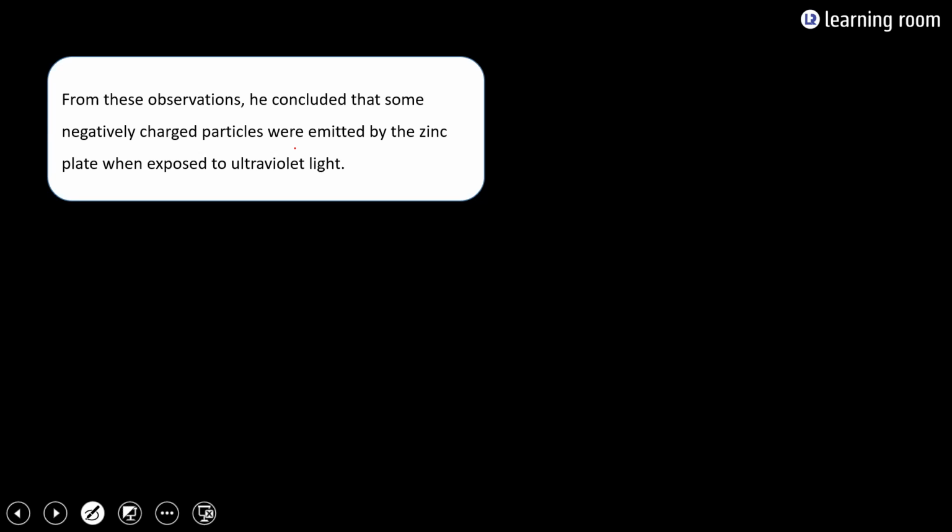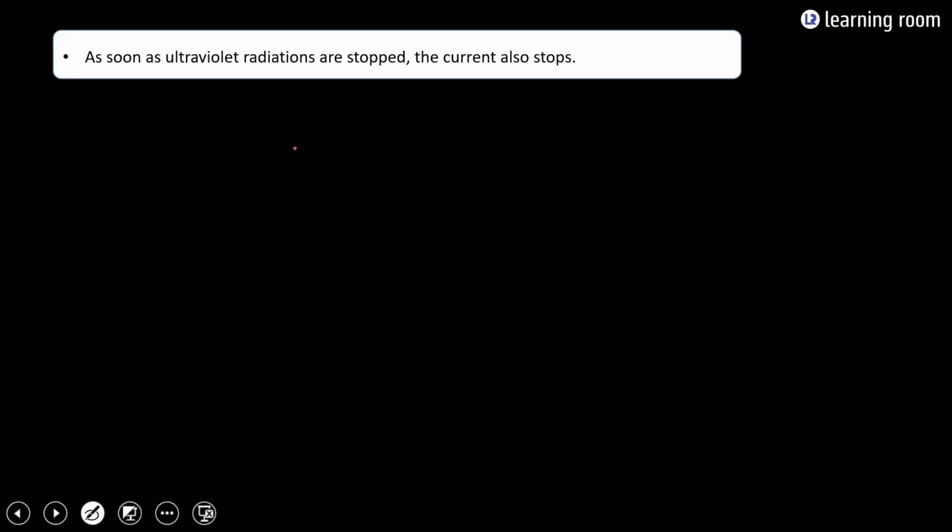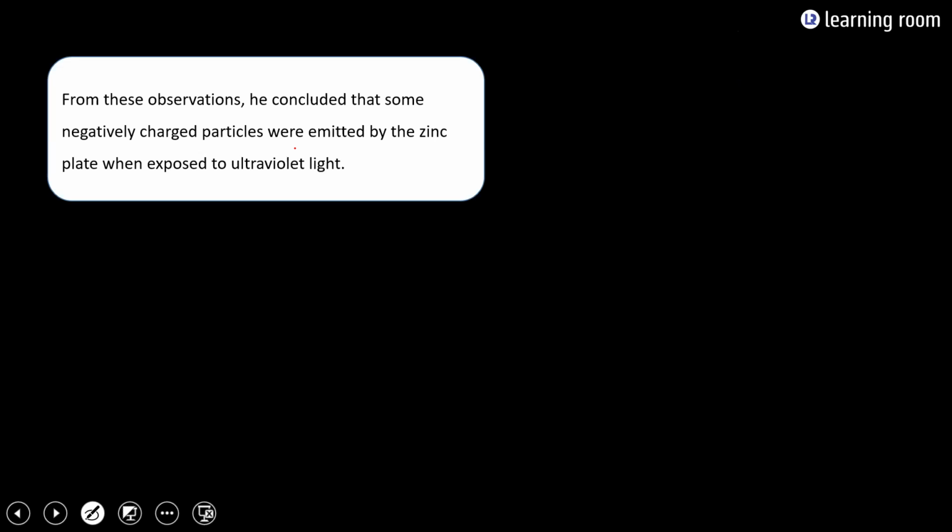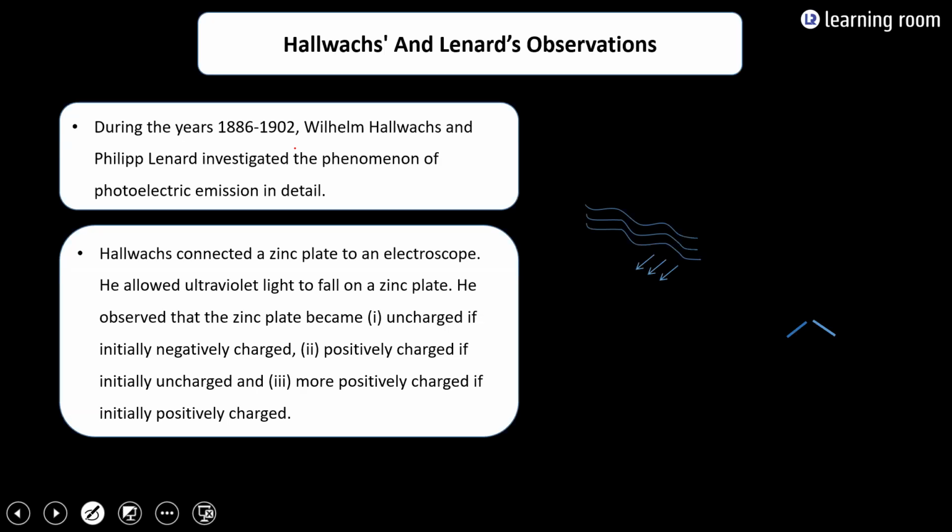From these observations, he concluded that some negatively charged particles were emitted by the zinc plate when it was exposed to the ultraviolet light. One more point that was observed is that as soon as the ultraviolet radiation was stopped, the current also stopped. What do you mean by current here? The charge. So it was concluded that negatively charged particles were emitted by the zinc plate when exposed to the ultraviolet light.